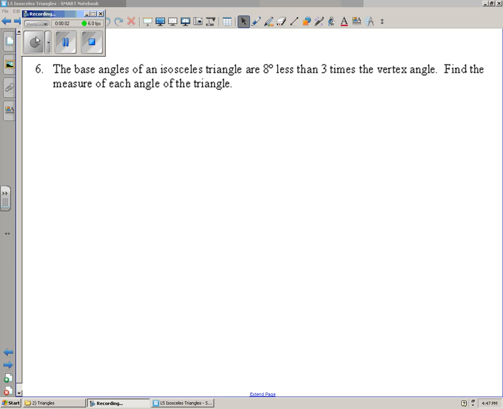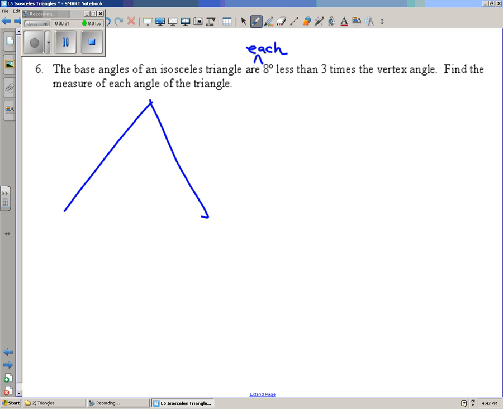The base angles of an isosceles triangle are 8 degrees less than 3 times the vertex angle. Just to clarify the problem, I'm going to put the word each here. So the base angles of an isosceles triangle are each 8 degrees less than 3 times the vertex angle. So we will draw an isosceles triangle, 2 congruent base angles, 1 odd man out being the vertex angle.